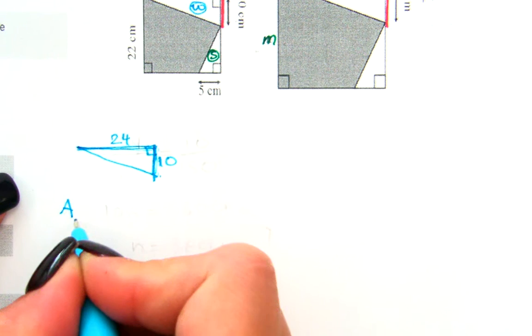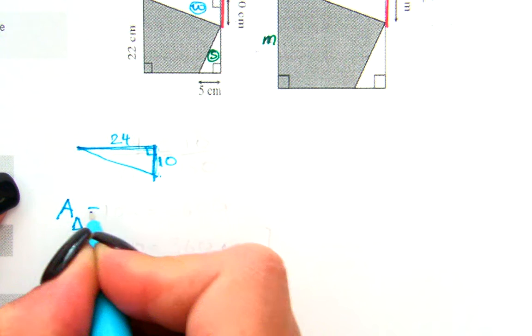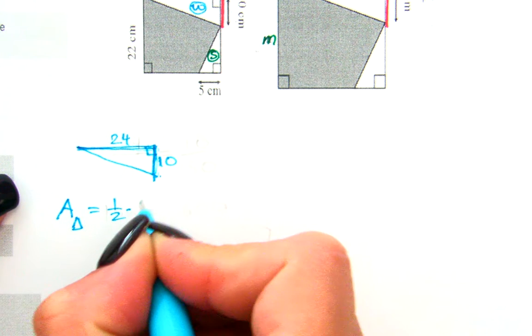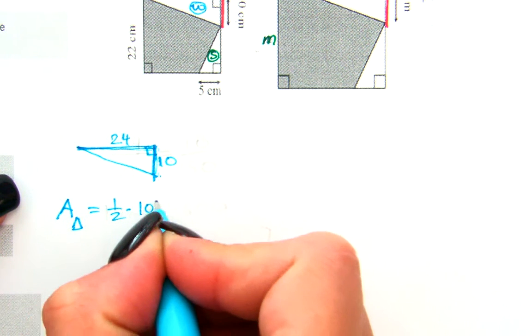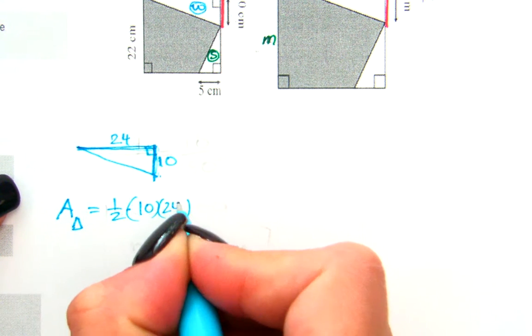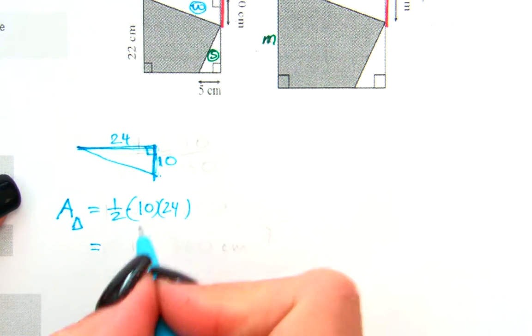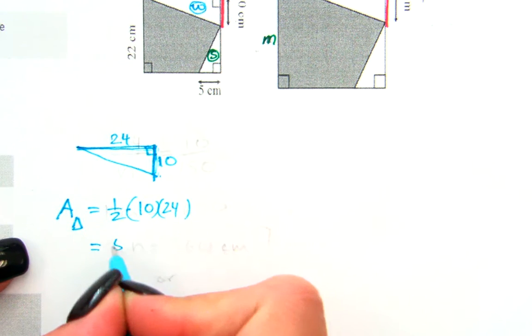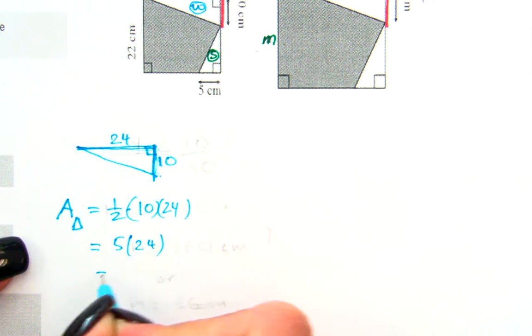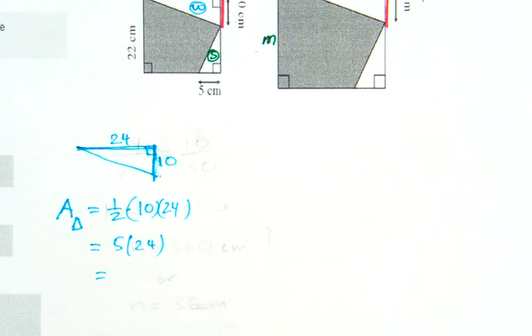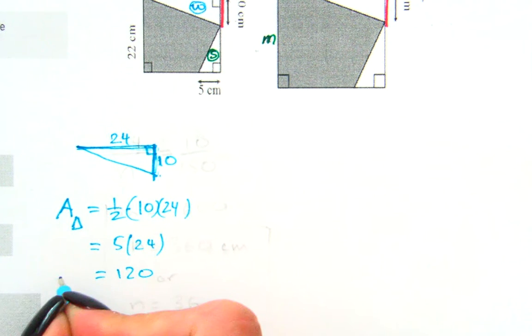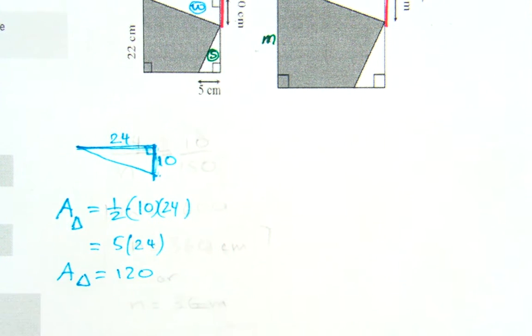So the area of this triangle is going to be half your base. I'm going to use 10 as the base, like I said, it doesn't really matter, and then your height is 24. So that's half of 10, which is 5, times 24. What's 5 times 24? That's 120, because 5 times 20 is 100 and 5 times 4 is 20. So the area of this blue triangle is going to be 120.